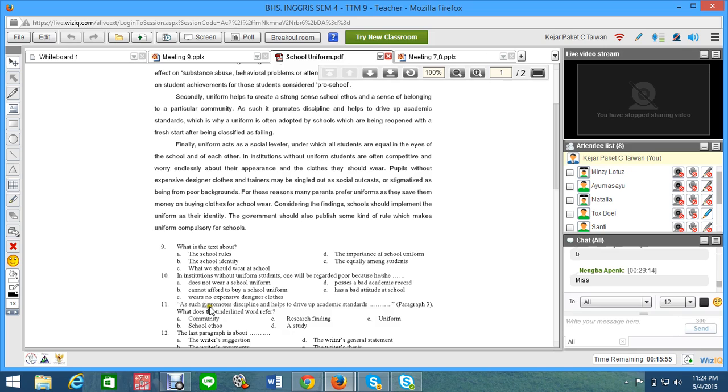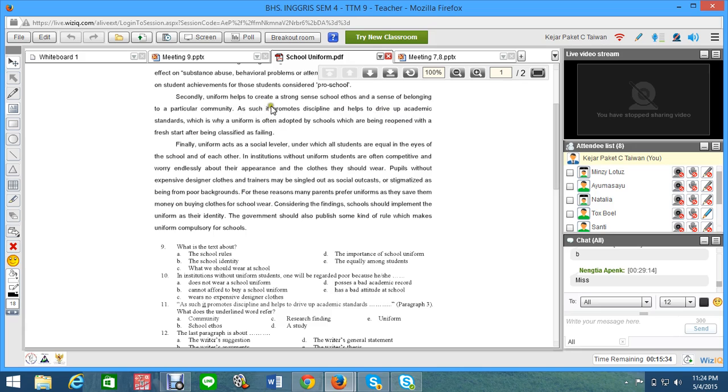Jadi it ini maksudnya refers to itu, ini refers mengacu kepada mana it di sini. Yang ini coba perhatikan, yang ini dia. As such it promotes discipline and helps to drive up academic standards.